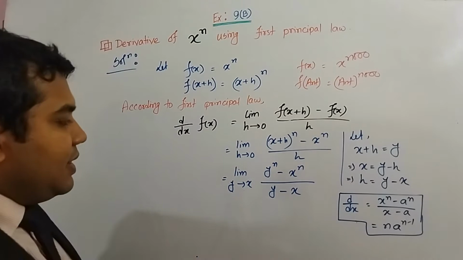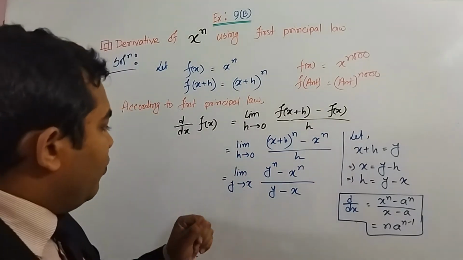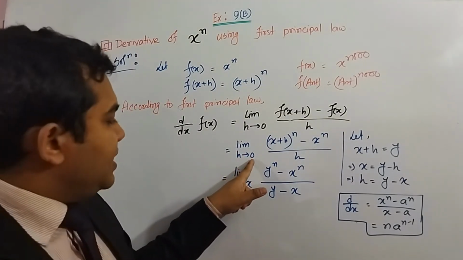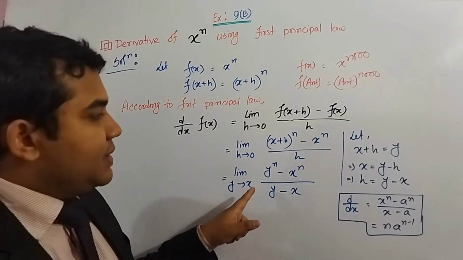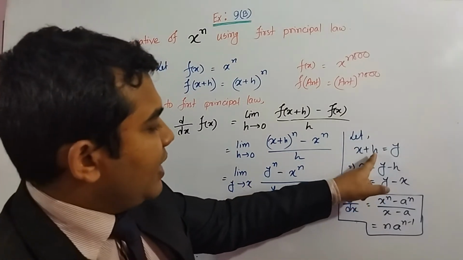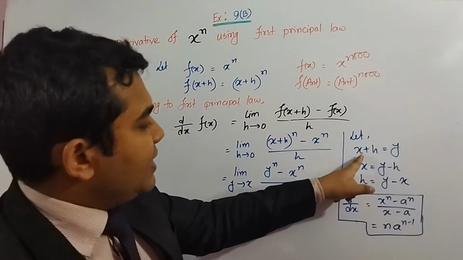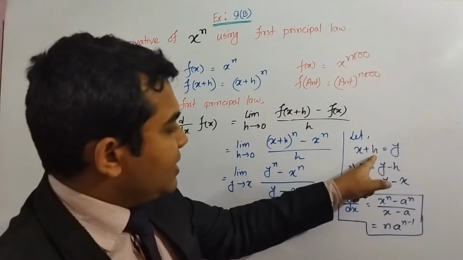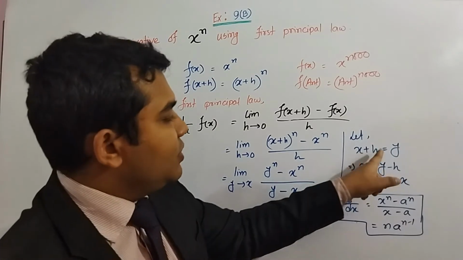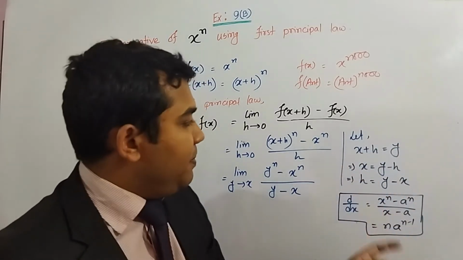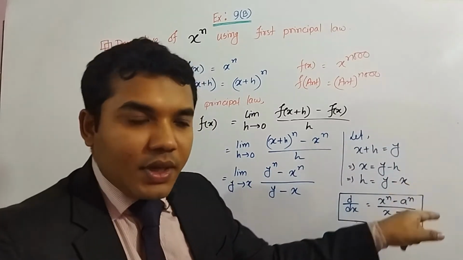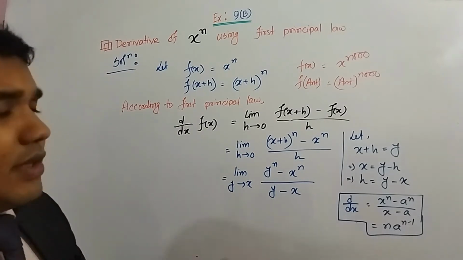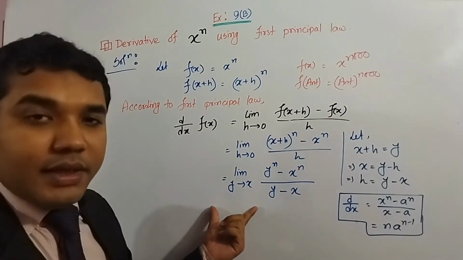Another thing may arise in your mind: why have we changed it? s tends to 0 is y tends to x. Okay, dear students, look at the board here. If x plus s is equal to y, and if s is 0, then x should be equal to y. That means y tends to x. Clear? That's why we have written it here.